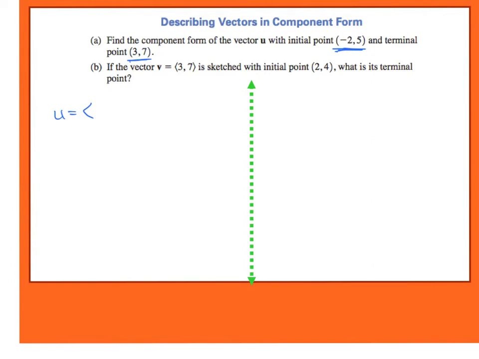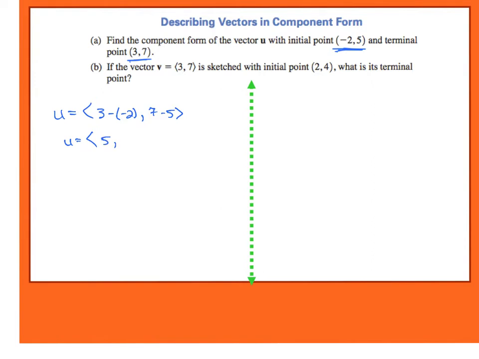And how do we find it? It's always what? Terminal minus the initial. So my terminal, my x value of it is what? 3. Minus the x value of my initial, which is -2. Comma, my y value of my terminal, where I ended up, is 7 minus 5.